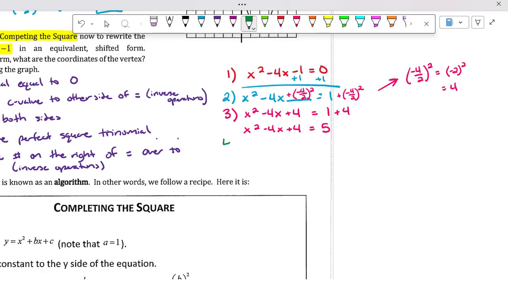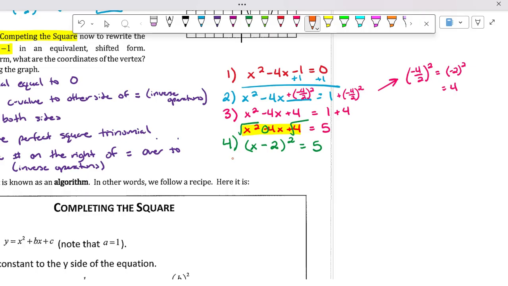My fourth step was to factor the perfect square trinomial, which is right here. So remember my trick for factoring a perfect square trinomial. You square root the first, square root the last, keep the sign in the middle, and then make sure it's in this form. So what's the square root of x squared? x, bring down the minus, square root of 4, 2. And we bring down the equal to 5.